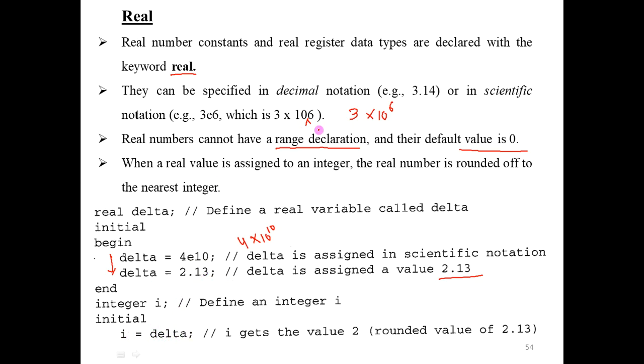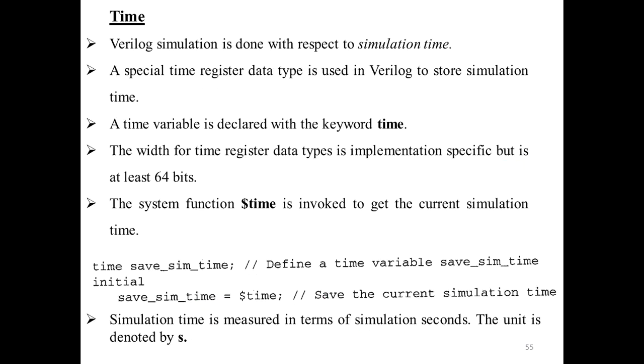So when you assign it, the real number is rounded off to the nearest integer. So 2.13 will be rounded off to the nearest integer, that is 2. Okay, so very simple to understand. I hope there are no doubts in register or real type.